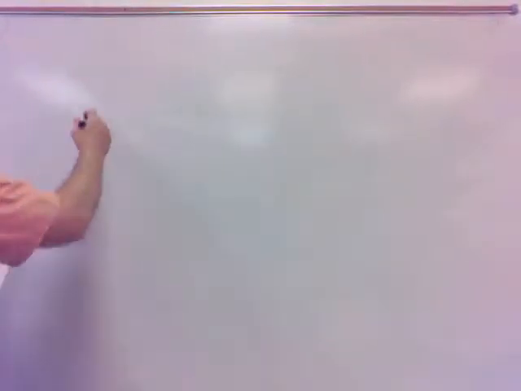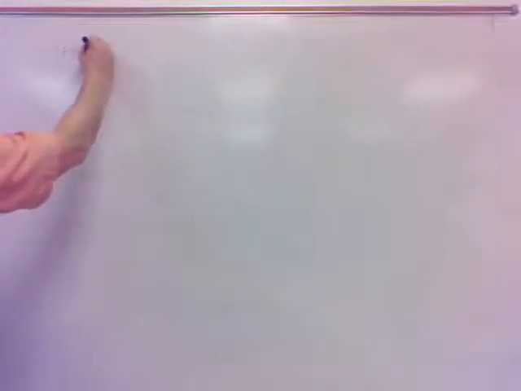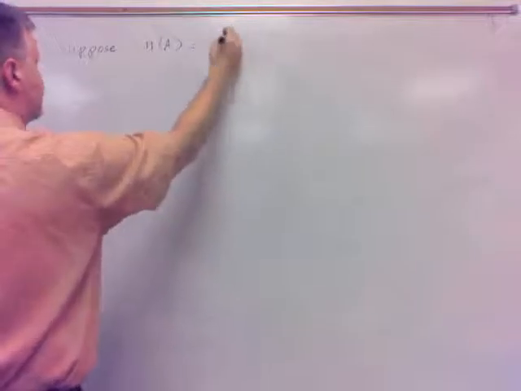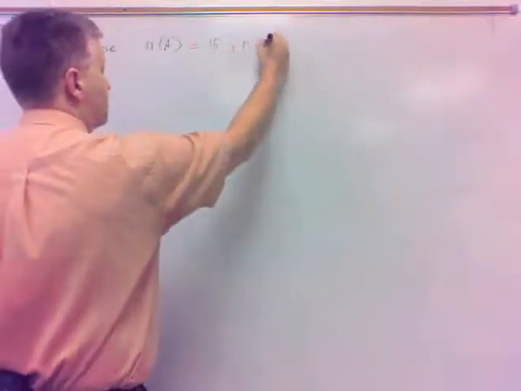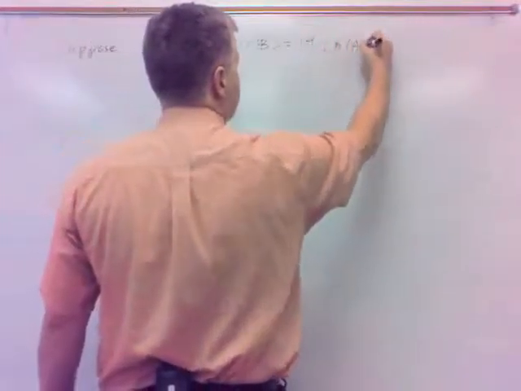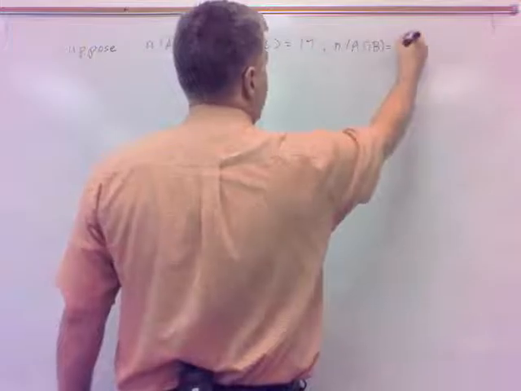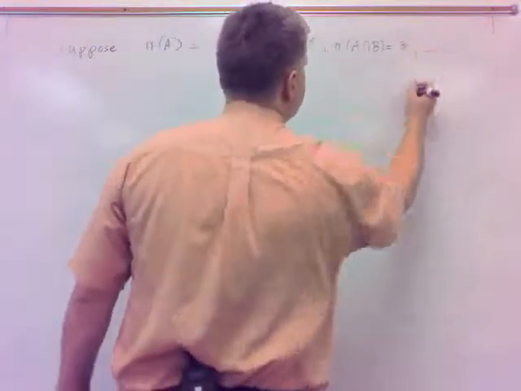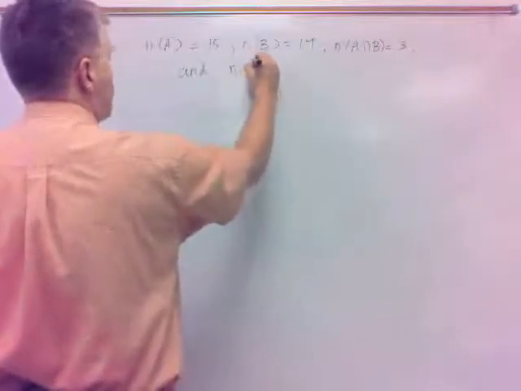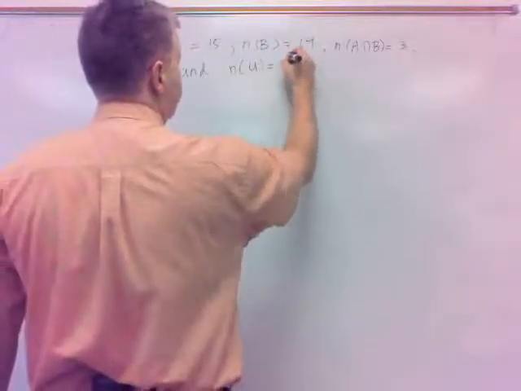All right, let's look at another problem here. Going back to Venn diagrams and another problem we can work on. Let's suppose the number in A is 15. The number in B is 19. And the number in A intersection B is 3. And one last detail, the number in the union is 40.